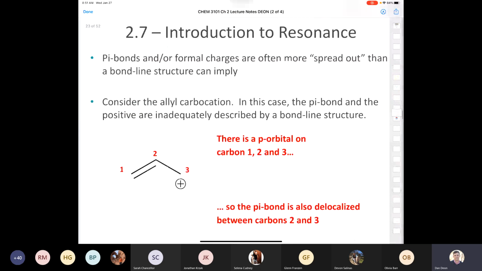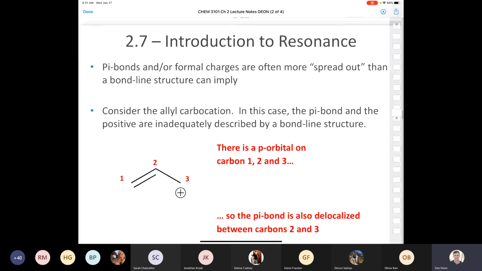All right, introduction to resonance. I don't think this is an introduction for anybody. If you have your microphone on, if you could turn it off, that'd be great. So if you took general chemistry, you should have been introduced to the concept of resonance.